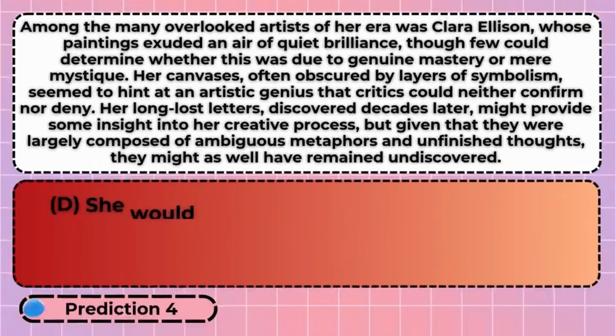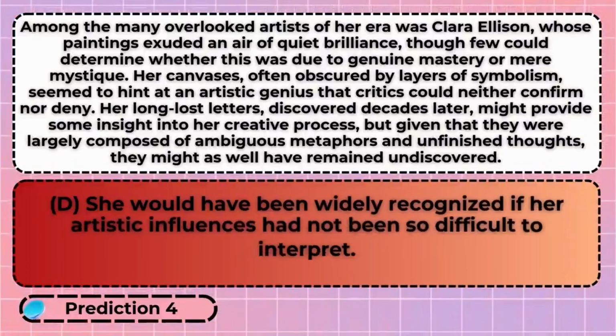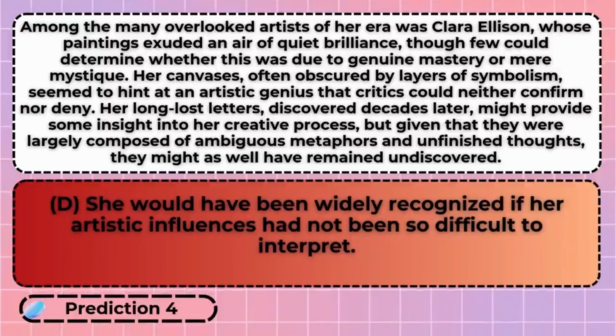Choice D, she would have been widely recognized if her artistic influences had not been difficult to interpret. Would have been widely recognized? Does the passage say that? No, it just says people couldn't figure out if she was truly great. If her artistic influences had not been so difficult to interpret, the passage talks about symbolism and mystery, but it doesn't say that's the reason she wasn't famous. And in the story, there is too much assumption, so that's why that's not a correct answer choice. Now that we know the final correct answer choice is choice A.